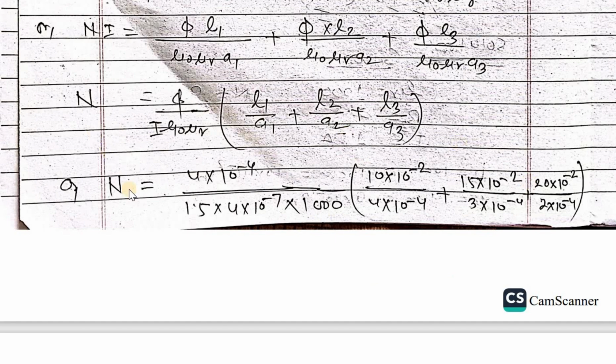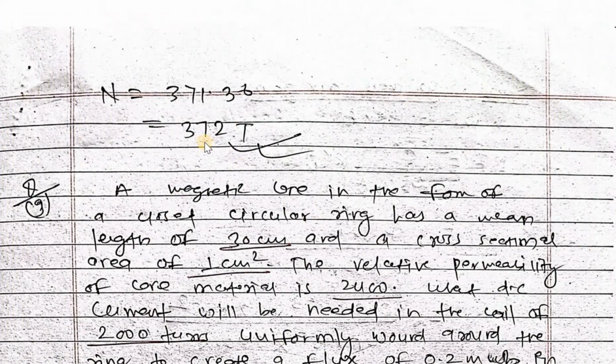Put all the values, we can get the value of N. And the value of N is 2371.36, that is 372 turns.